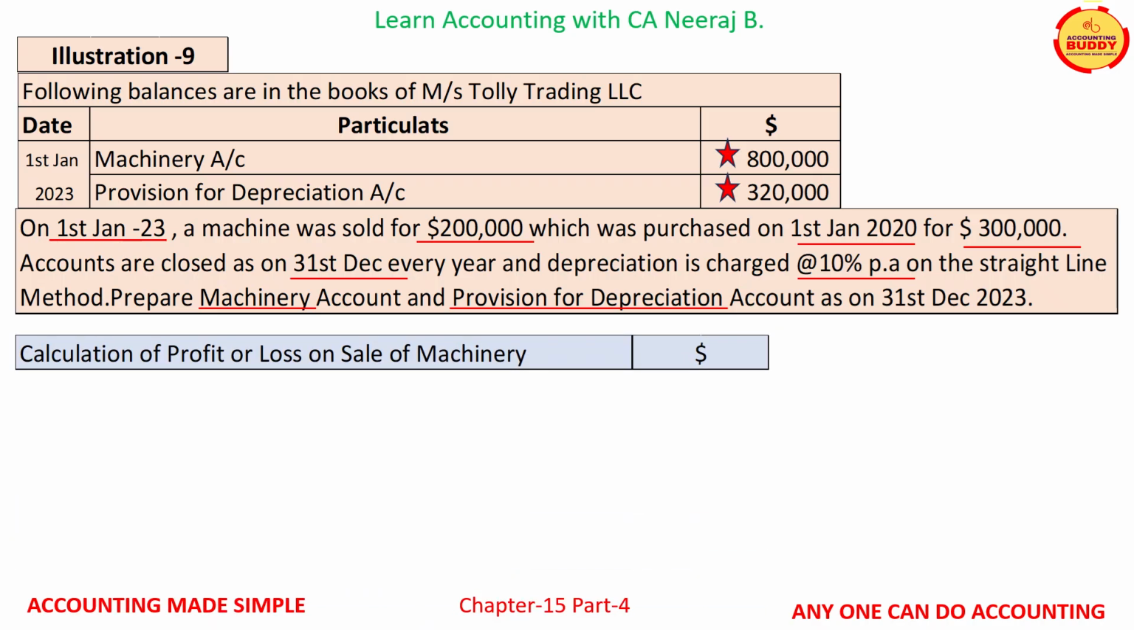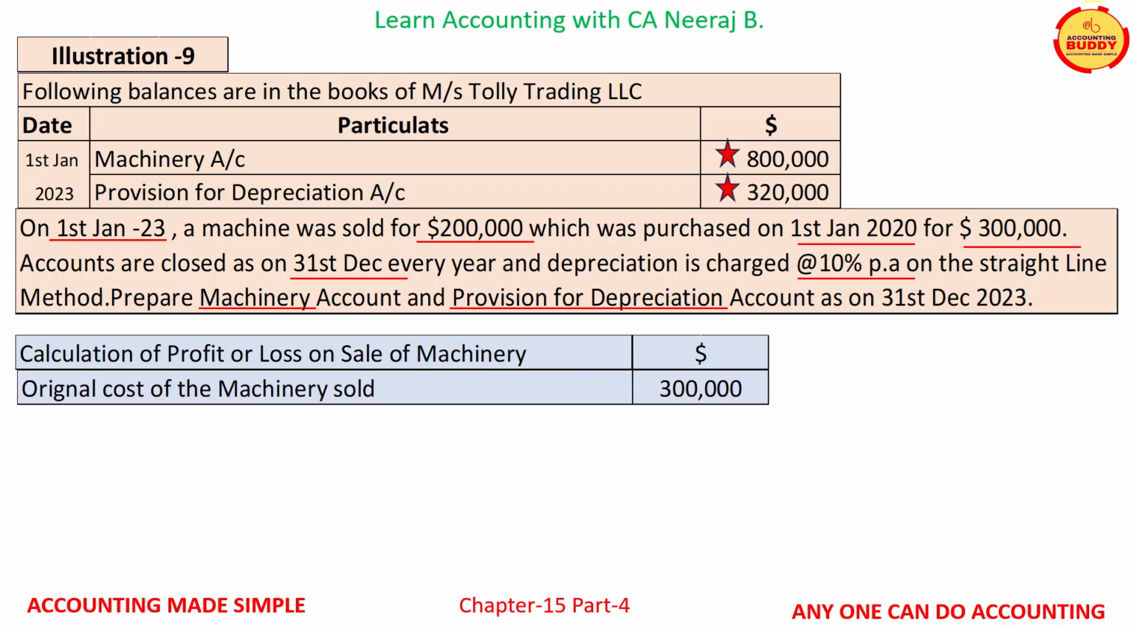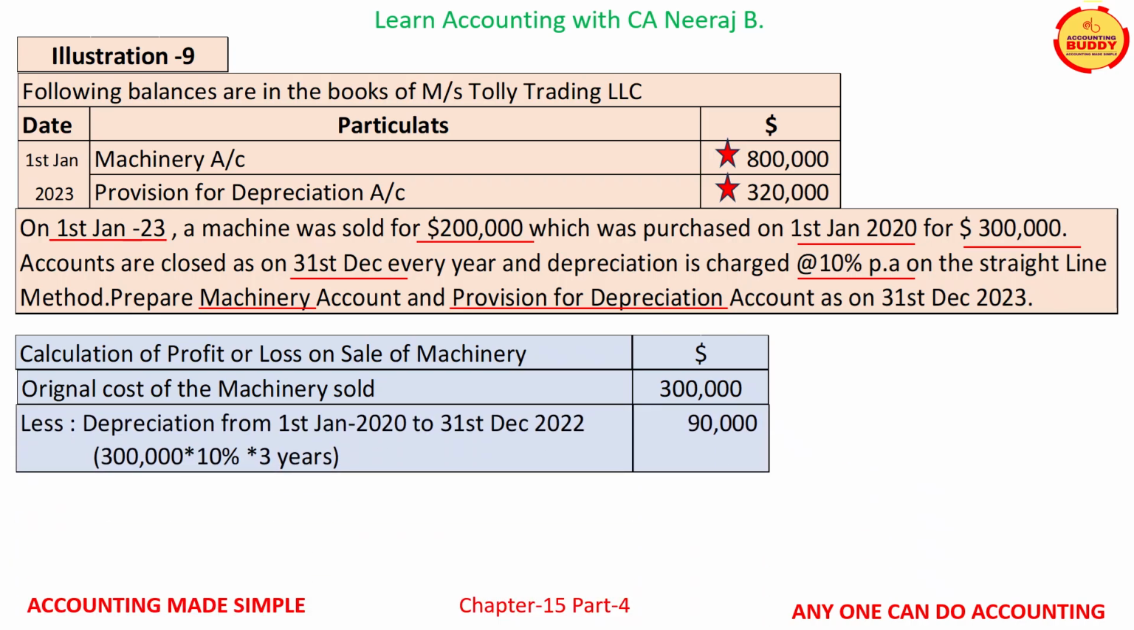The original cost of the machinery which is sold is $300,000. Now we will reduce the total depreciation provided for the machinery sold from the date of its purchase, that is 1st of January 2020, till the date it is sold, that is 31st December 2022. It means the machinery is used for 3 years. The annual depreciation at the rate of 10% per annum on straight line method for the machine costing $300,000 is $30,000 per annum. Therefore, depreciation for the machinery sold for 3 years will be $90,000.